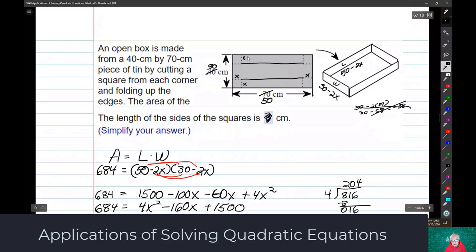If x is 6, then 30 minus 2 times 6 is 30 minus 12, which is 18. Is that right? Yes. And 50 minus 2 times 6 will be 50 minus 12, which is 38. So the length of the sides of the squares is going to be 6. There. We conquered the problem.